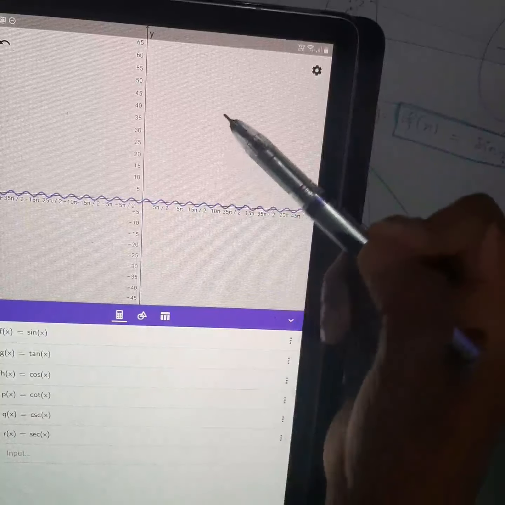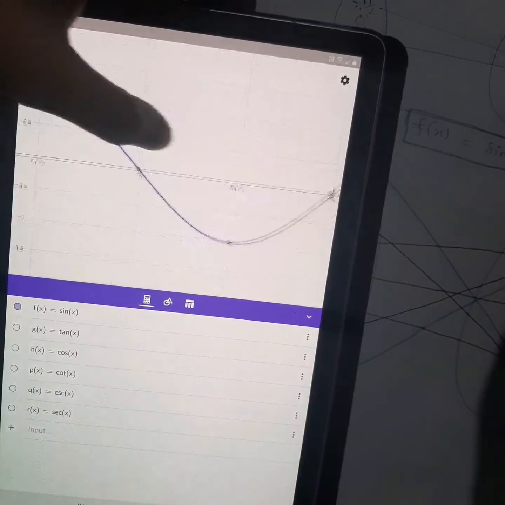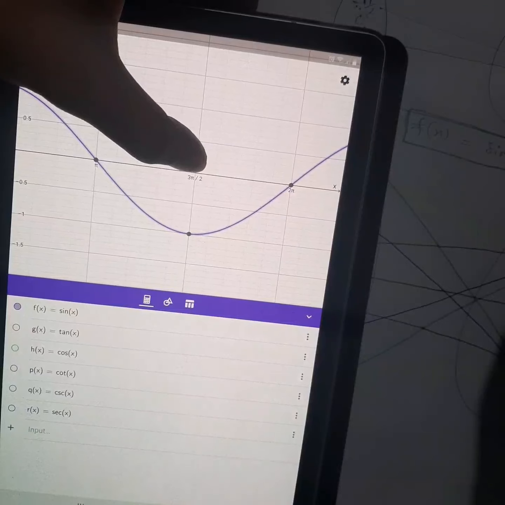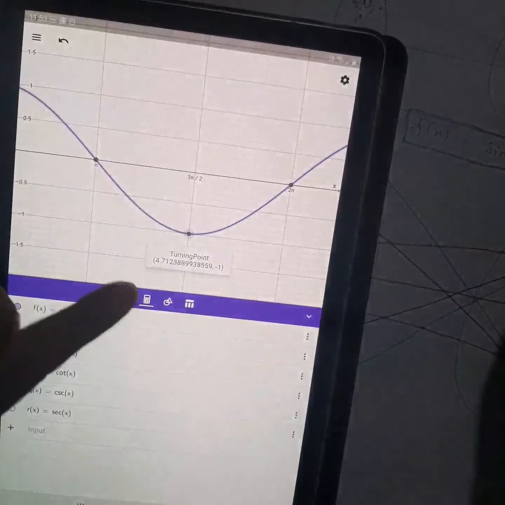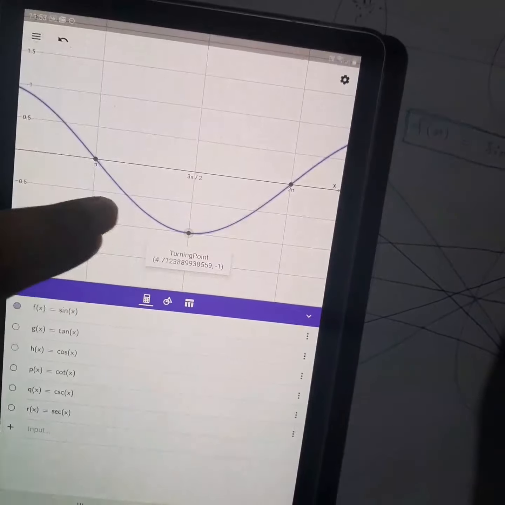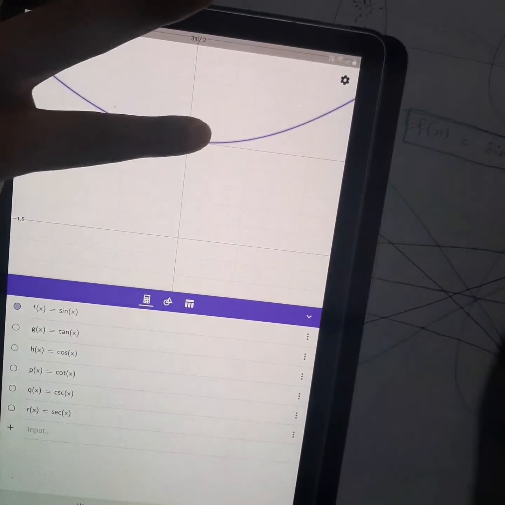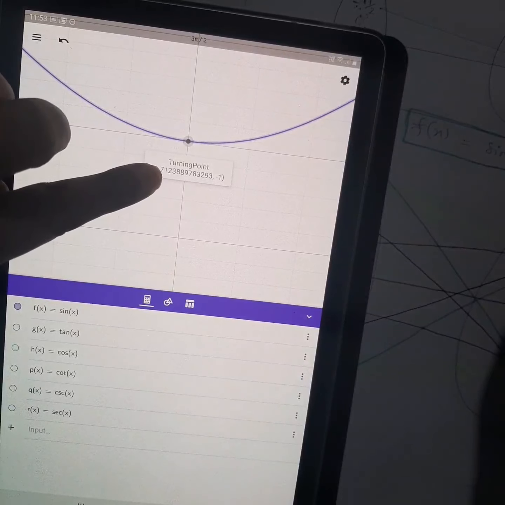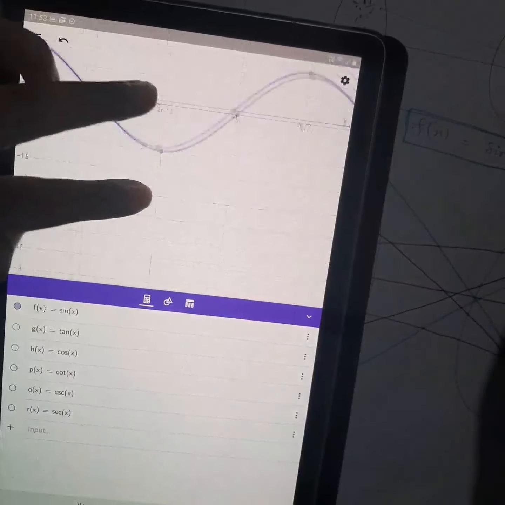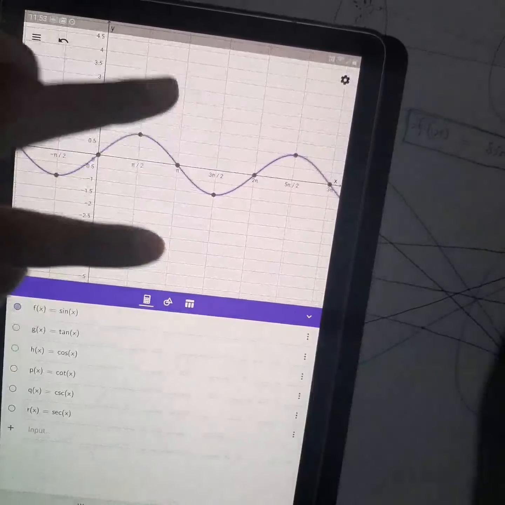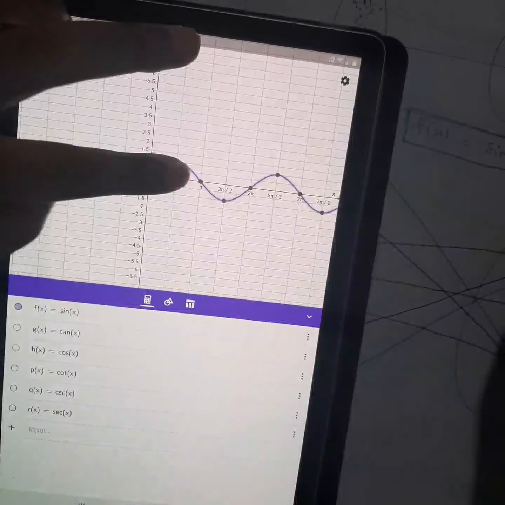So if you plot all the real numbers like this, pi by 2, whatever you take, you can see in the graph itself, when I took x as pi by 2, your y is 1. When you take pi, your y is 0. When you take 3 pi by 2, your y is how much? When I mark this one, you see here, it shows 4.71. This is the value of 3 pi by 2 in terms of real number. I hope you can understand the graph of sin x.